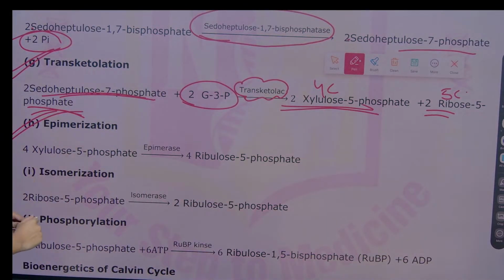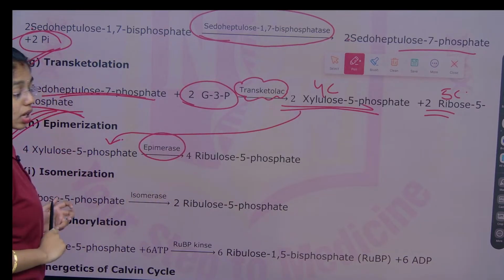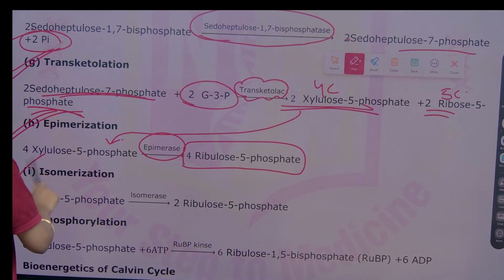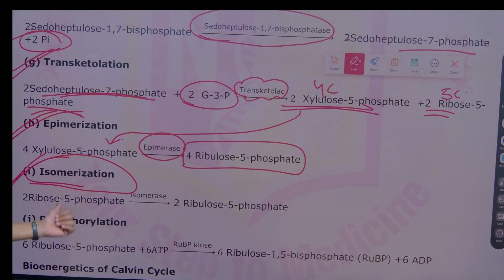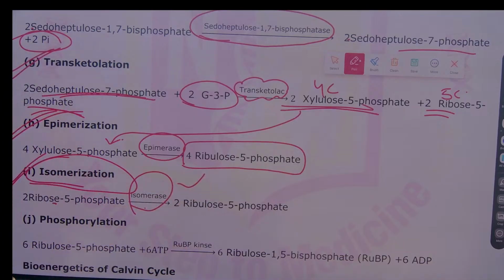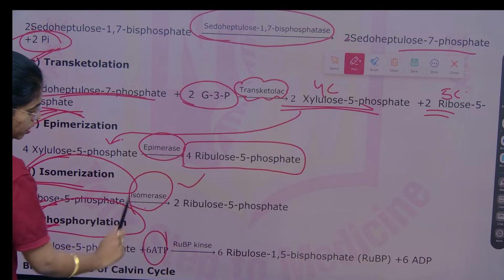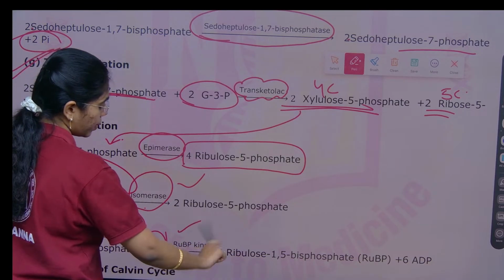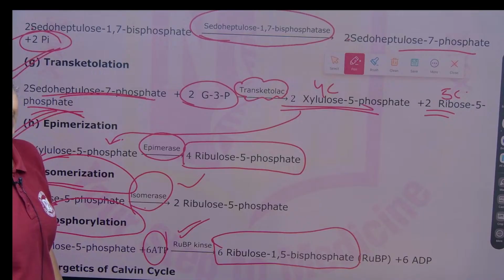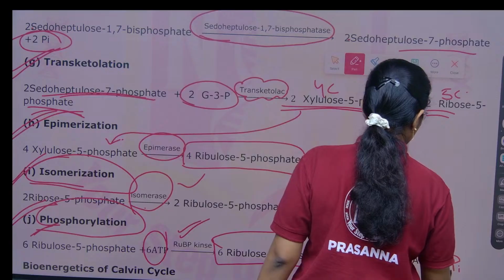Next reaction is epimerization, where xylulose 5-phosphate in the presence of epimerase forms ribulose 5-phosphate. And then isomerization, ribose 5-phosphate in the presence of isomerase forms ribulose 5-phosphate, after which phosphorylation, where ribulose 5-phosphate in the presence of ATP and the enzyme RuBP kinase forms ribulose 1,5-bisphosphate and ADP. Whenever ADP is there you can also include inorganic phosphate.